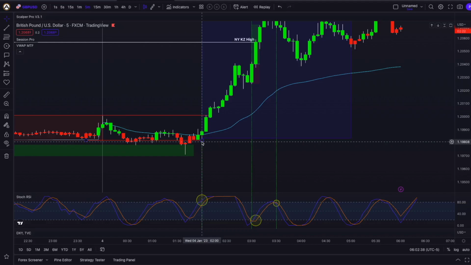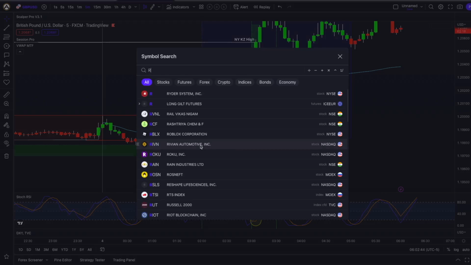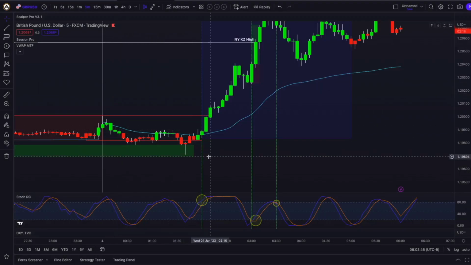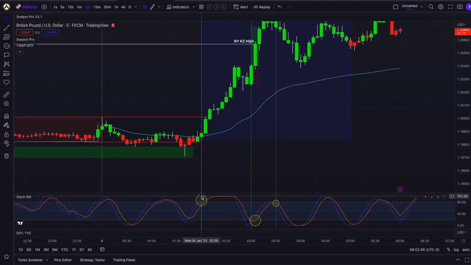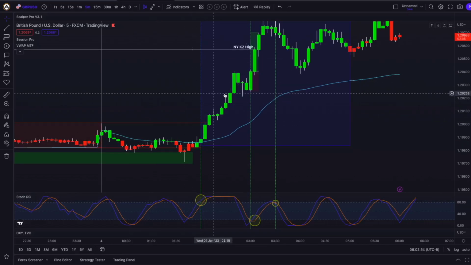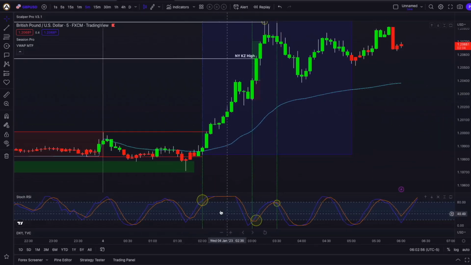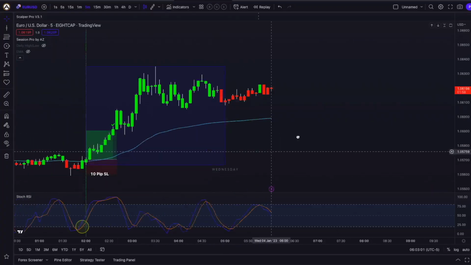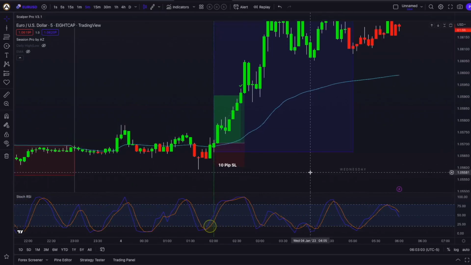And by the time the London kill zone opened up at 2 AM New York local time, also when the Frankfurt Stock Exchange is opening up here in Germany, we saw that the stochastic RSI was already in overbought territory. So I quickly moved away from the British pound US dollar chart because this is not lining up with our entry criteria. I switched over to the Euro US dollar chart and look at it right here.